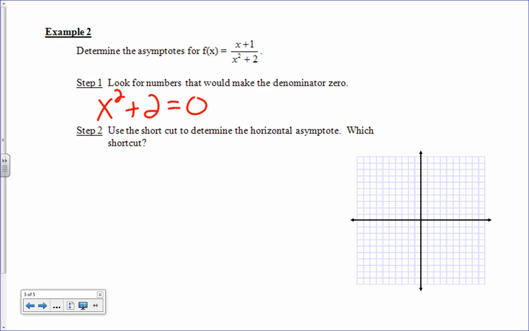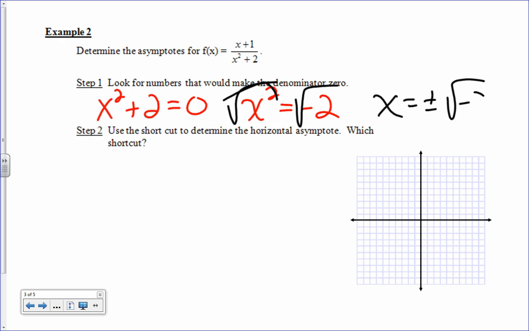Algebraically, what would we probably do? Subtract 2, right? So x squared all of a sudden equals -2. And we would square root, so x equals positive and negative square root of -2. What is the square root of -2? No, that would be +2. Yeah, this is imaginary, isn't it?